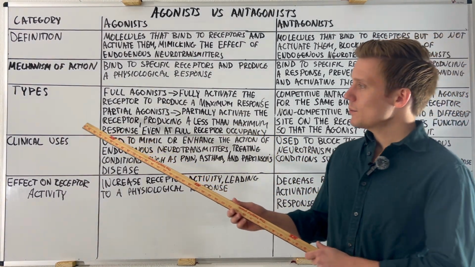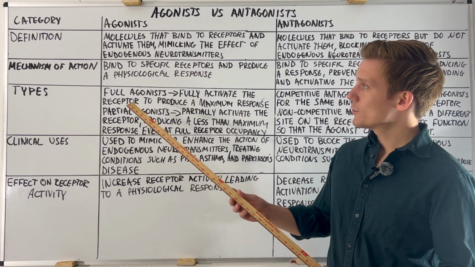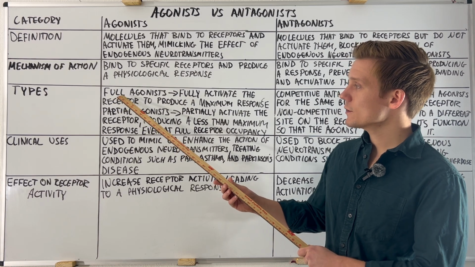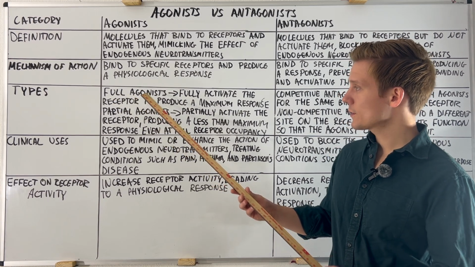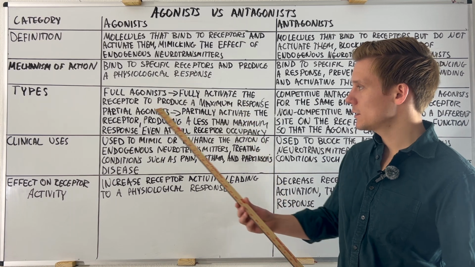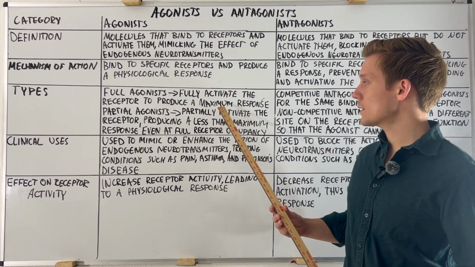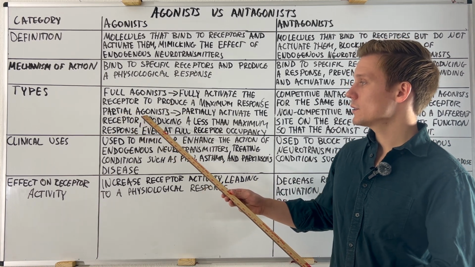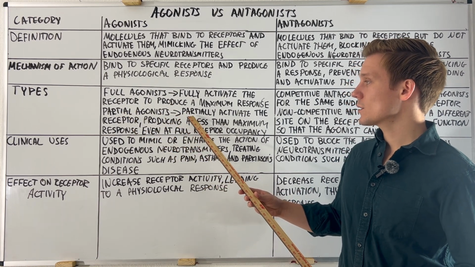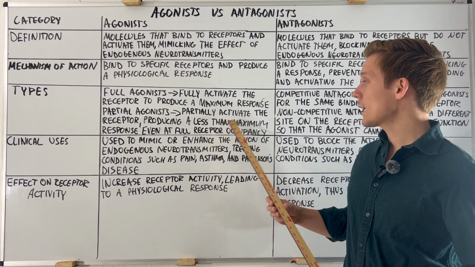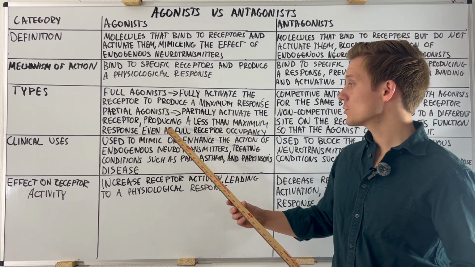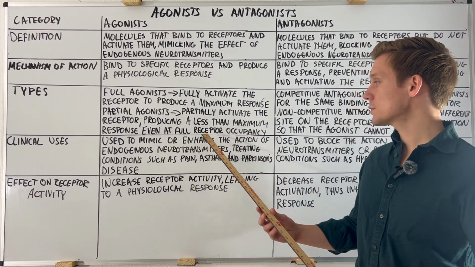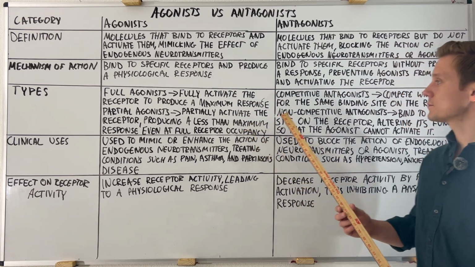In terms of the types, there are a couple different types for both agonists and antagonists. For agonists, we have full agonists, which fully activate the receptor to produce a maximum response. We also have partial agonists, which, as the name suggests, partially activate the receptor, producing a less than maximum response even at full receptor occupancy.